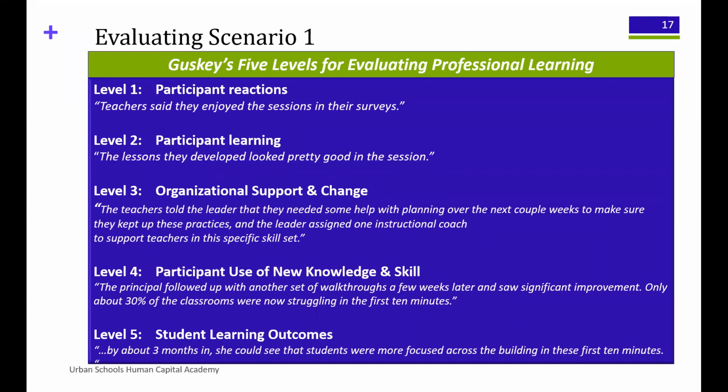Going back to scenario 1, however, we saw more changes. Under level 1, the teachers said they enjoyed the sessions in their surveys. In level 2, we were able to see that the lessons that the teachers developed looked good in the session. In level 3, we saw that there was a coach assigned to support teachers in the specific skill set, and that there was time set aside to really help with planning. Level 4, the principal went and did some walkthroughs and saw that there was some change in what teacher practice looked like. And by 3 months in, she could see a change in student outcomes.